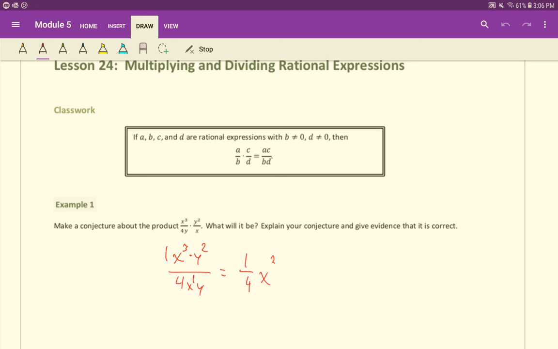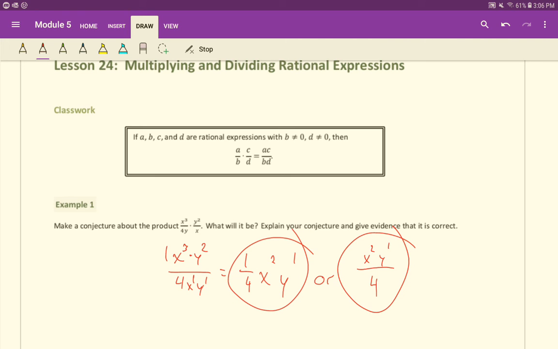Then we also have a y by itself there, which means we're going to have y to the 1. Same bases, y and y, right? So what do we do with the exponents here? Again, subtract. So it'll be y to the 1. Okay, so you could write it this way, or if you want to, you can also put the x squared and the y to the 1 in the numerator over 4 like that. So either one of these is a good final acceptable answer there.